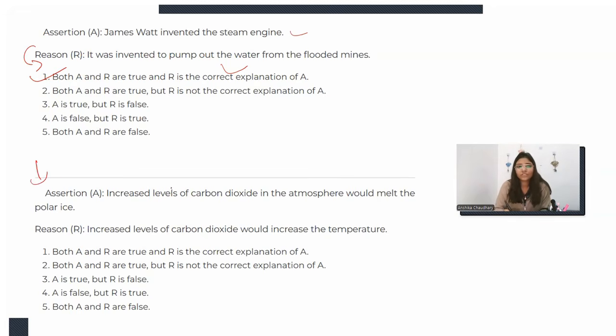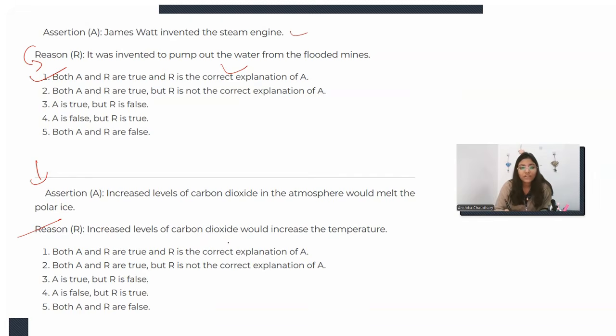Let's move on to the next question. The assertion is: increased level of carbon dioxide in the atmosphere would melt the polar ice. Yes, it is true, because the carbon dioxide level is increasing day by day, right? So it has started to melt the polar ice, right? But the reason is given. You need to find out whether it is okay according to the assertion or not, right?